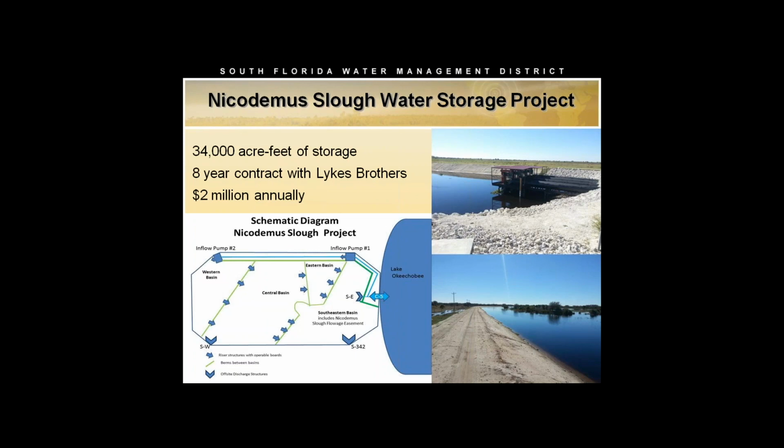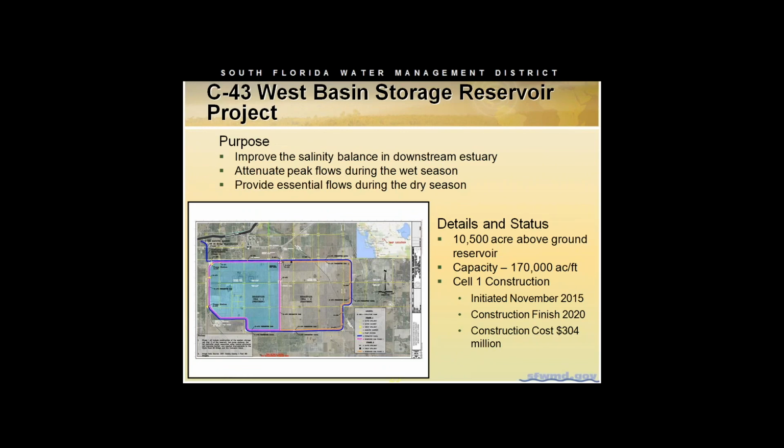The big project that's underway right now is the C43 Reservoir. It's part of the Comprehensive Everglades Restoration Plan. Its entire purpose is for environmental reasons. The idea is to capture high flows coming down the Caloosahatchee River, pull that water out, store it in the reservoir, and then during the dry season make those releases to provide essential water flows to the estuary during the dry season.